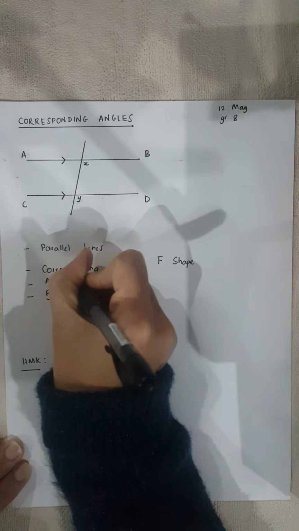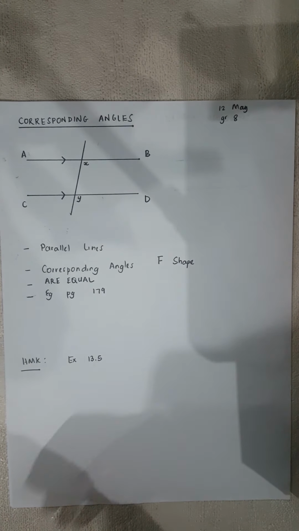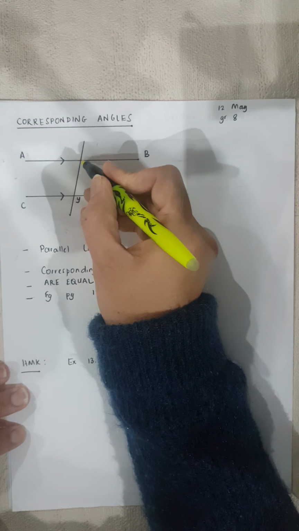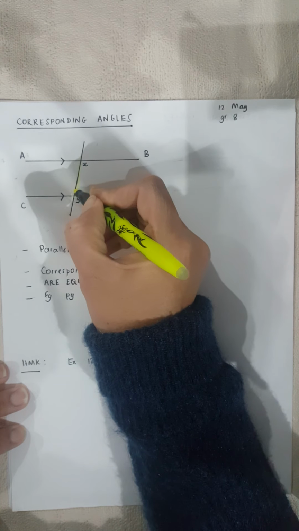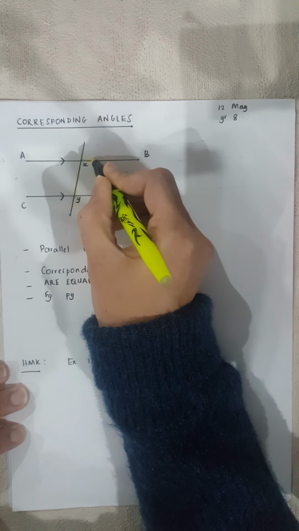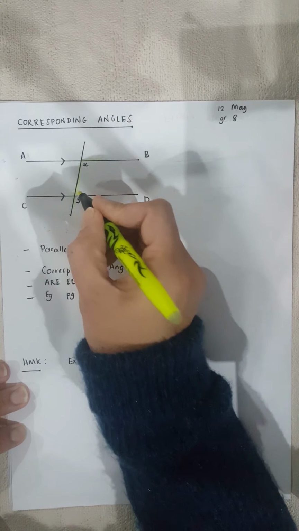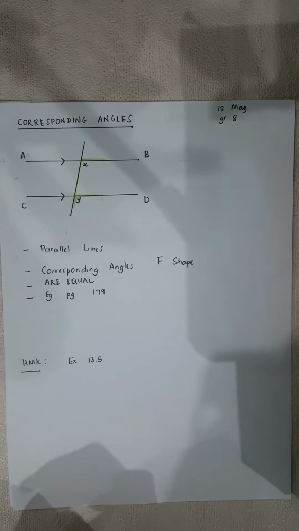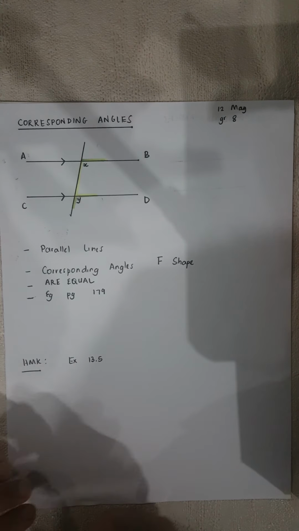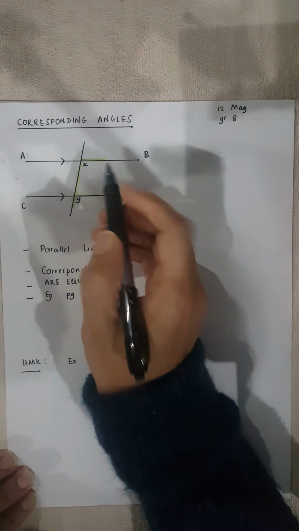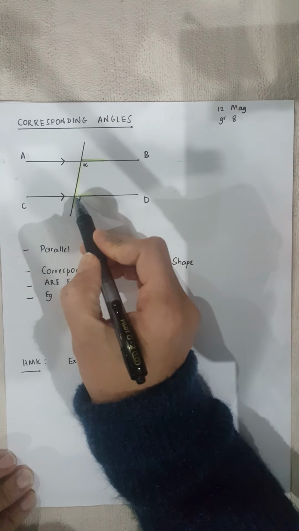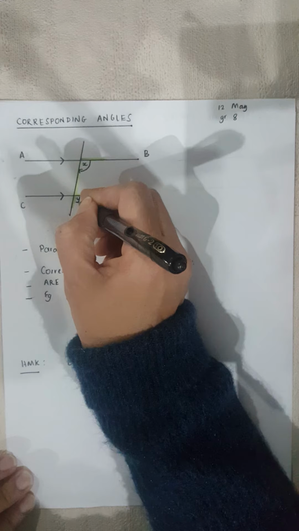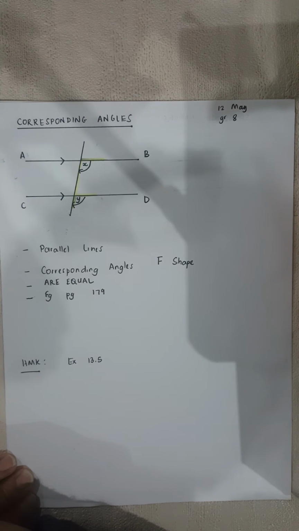Now we're not saying they equal 180 degrees, we're saying they are equal. So when we're looking for an F shape, can you see where my parallel line is? I'm drawing through my transversal here. There's my parallel line and there's my parallel line there. Can you see how I've drawn an F shape? The angles inside this F, here's one angle and here's one angle. Those angles are equal.